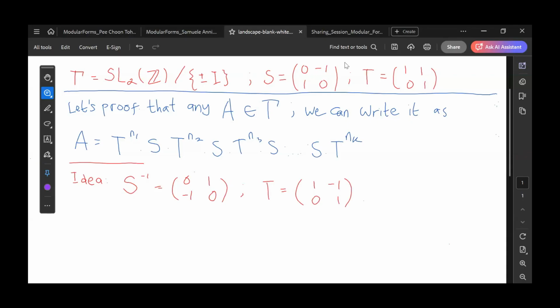So the idea here is, for example, let's take A equal to any random matrix that has determinant one. Let's say maybe [4, 25; ...].